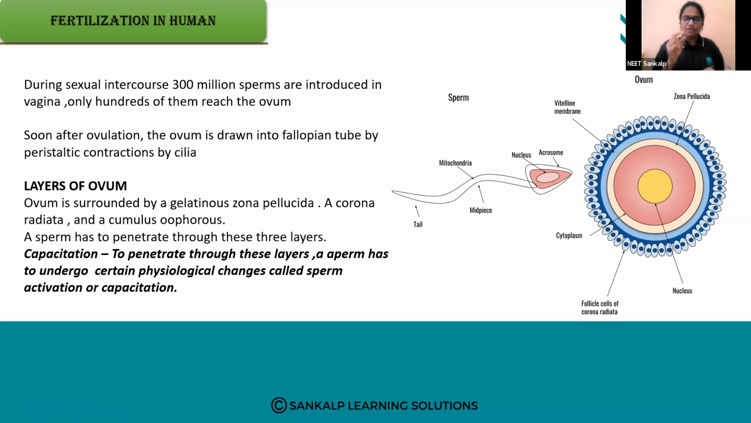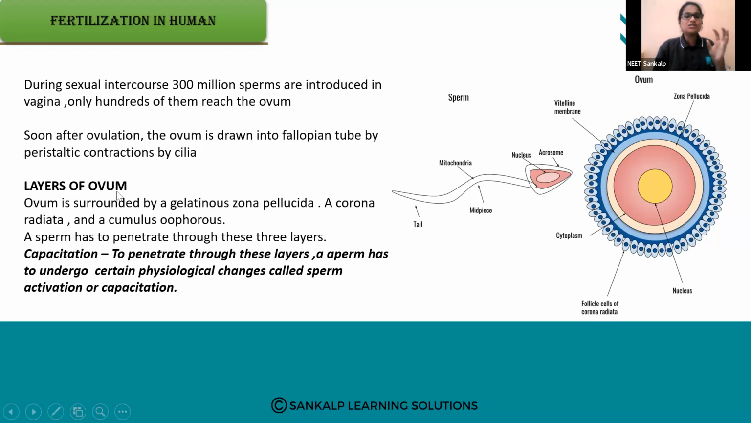Very important here. Now ovulation has happened, so the egg is released, in the form of a secondary oocyte. The egg in the secondary oocyte stage should come to the fallopian tube. No hormone will take this function. It will only happen by peristaltic contraction by cilia, the hair-like structures present in the fallopian tube of the female reproductive system, right?